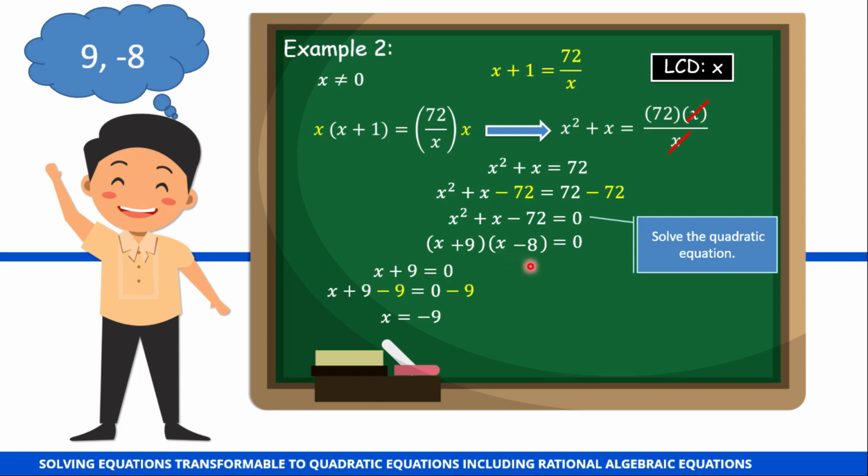Now let's have x minus 8. X minus 8 is equal to 0. Using addition property, add tayo to both sides ng 8. And then simplify. Ang may iwan na lamang dito ay x because negative 8 plus 8, that is 0. So 0 plus 8, that is 8. Ang pangalawang value ng x na ating nakuha ay 8. I-check natin ang ating mga nakuhang values ng x.